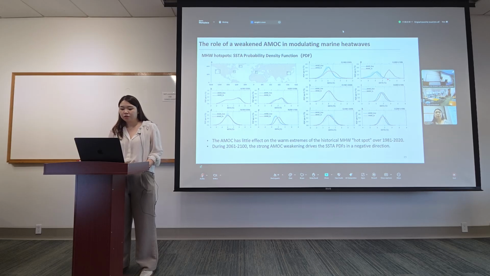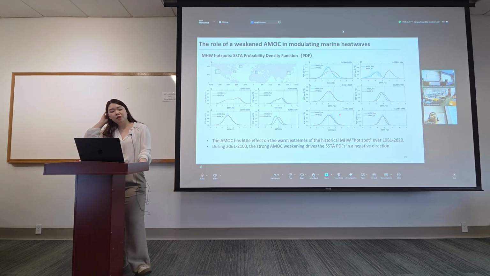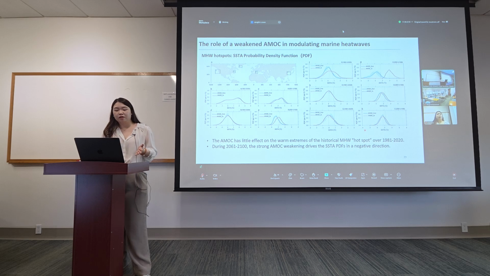For each region, we calculate the PDF for the daily SST anomaly, and this value is binned at 0.1 degrees Celsius relative to the daily SST climatology during the reference time period for the AMOC-free simulation. So for each figure we use the climatology from the AMOC-free run. During the historical period, the effect is quite limited. But if we move into the end of century, the future time period, the strong AMOC weakening will shift the PDF towards cooler anomalies, reducing the likelihood of extreme warming events in this region.